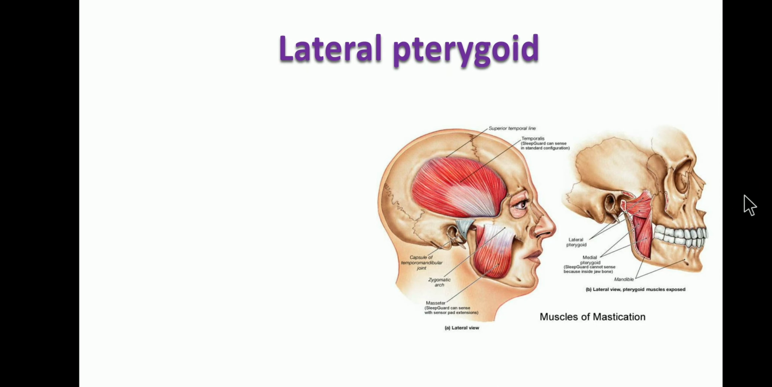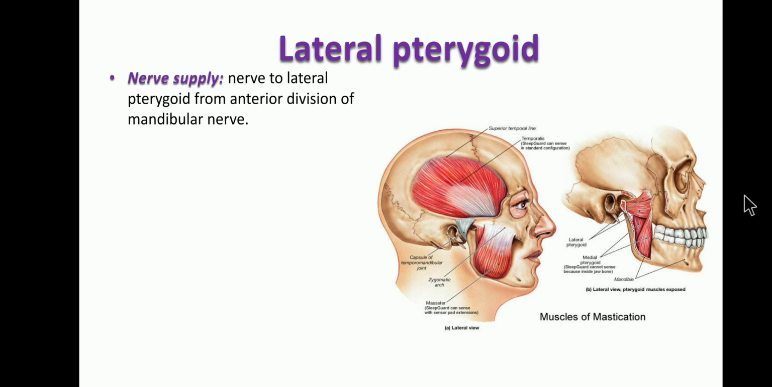So next, coming to the action and nerve supply, it is mainly supplied by the nerve to lateral pterygoid. The nerve to lateral pterygoid is from the anterior division of the mandibular nerve. Most of the branches of the anterior division of the mandibular nerve are muscular branches. For the muscles of mastication, they supply the temporal nerve, masseteric nerve, and nerve to lateral pterygoid. These three mainly. So the action mainly is depressing the mandible.